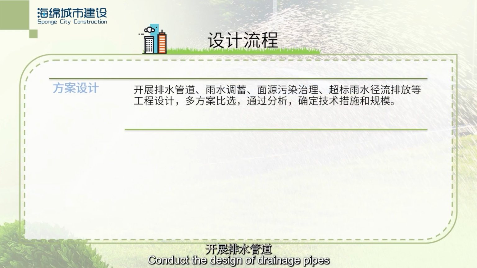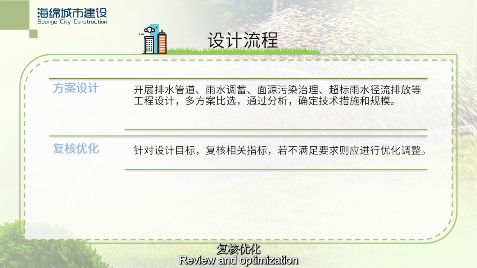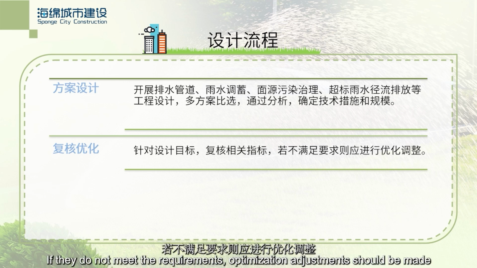Scheme design: conduct the design of drainage pipes, rainwater storage, non-point source pollution control, and excess rainwater runoff discharge. Multiple design options should be compared and the technical measures and scales should be determined through techno-economic analysis, review and optimization. Review the relevant indicators based on design goals. If they do not meet the requirements, optimization adjustments should be made.